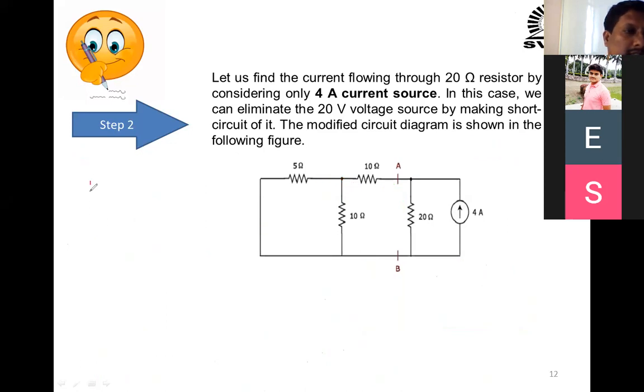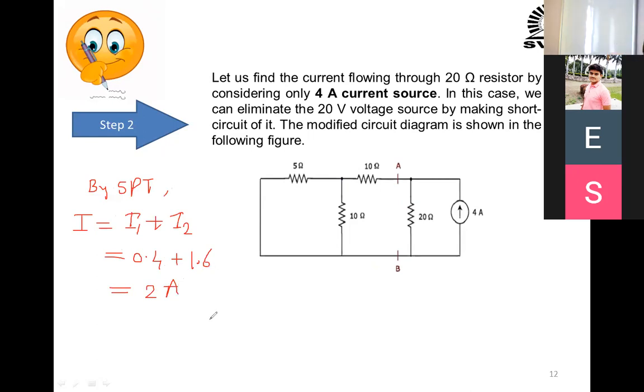So I will tell that by SPT, by superposition theorem, the current passing through 20 ohm is given by I is equal to I1 plus I2. So I1 is equal to 0.4 and I2 is equal to 1.6. So it will give what? 2 ampere.